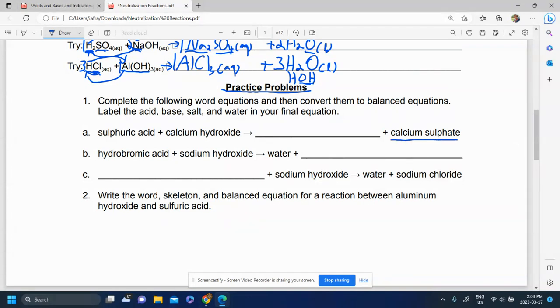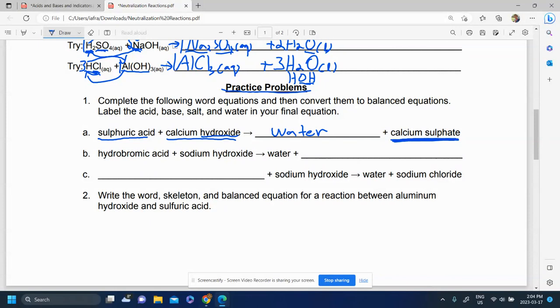So firstly, recognize you have a neutralization reaction because you have an acid reacting with a base. I know this is a base because it contains hydroxide. We already have the salt given to us over here. We have the salt because that's the ionic compound. The other product must be the water.